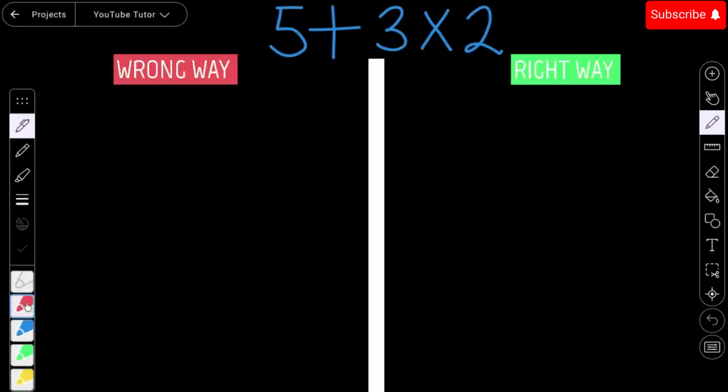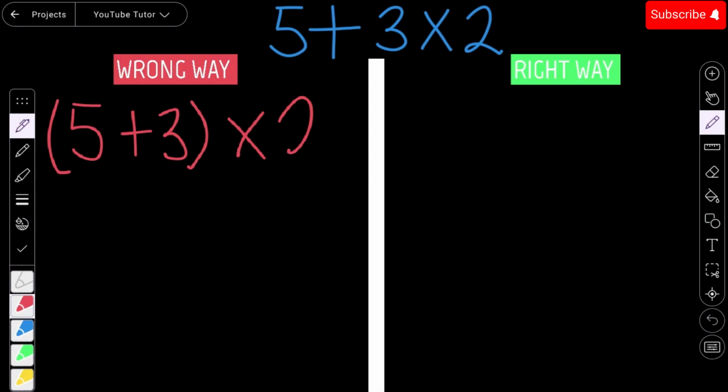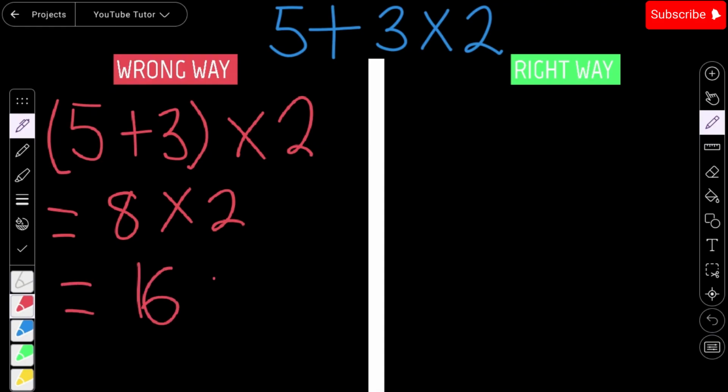Let's get started. By solving it wrongly, if you do 5 plus 3 and you put 5 plus 3 in the parentheses and do times 2, 5 plus 3 gives you 8. Then times this 2, we get 16. This is totally wrong. Now let me take you through the right one.